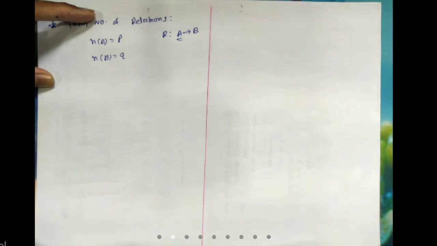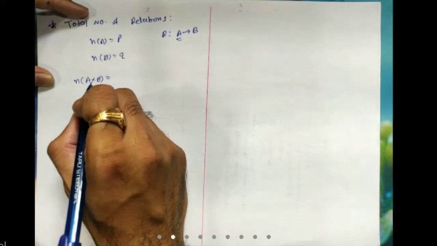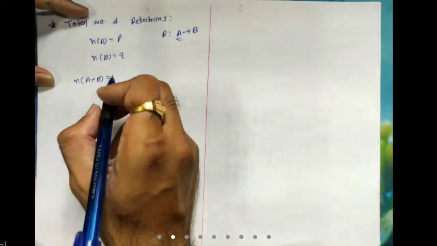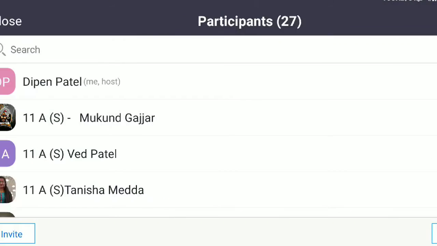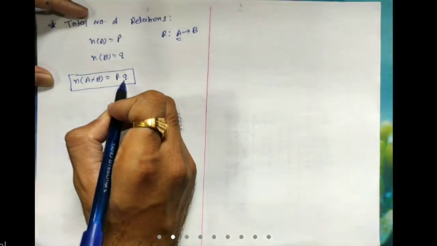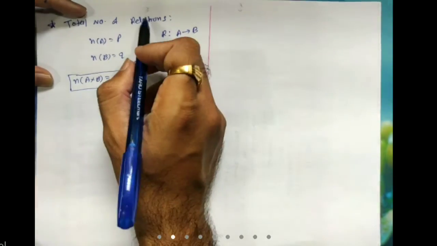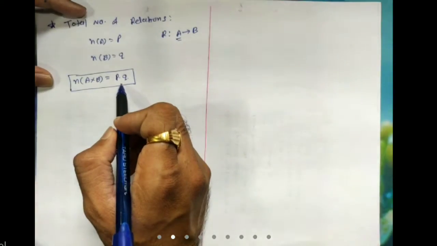Relations are nothing but subsets of the Cartesian cross product. Done. So the number of elements in A cross B. Total number of possible relations are nothing but the number of elements in A cross B, which is equal to P into Q. Now total elements in A cross B are P into Q. We have to find the total number of possible relations. Total number of possible relations are nothing but the total number of possible subsets of this A cross B.